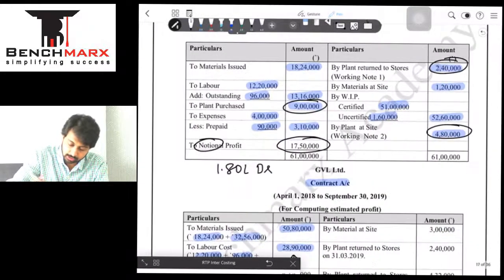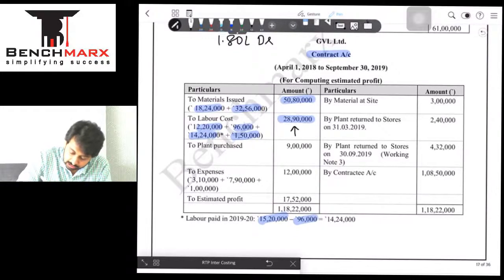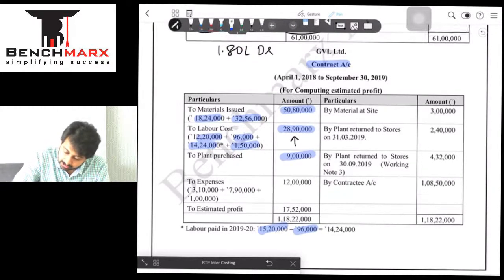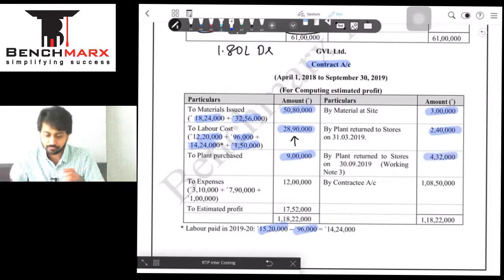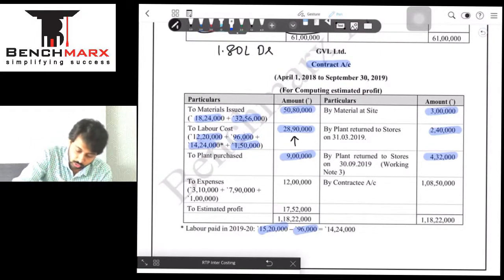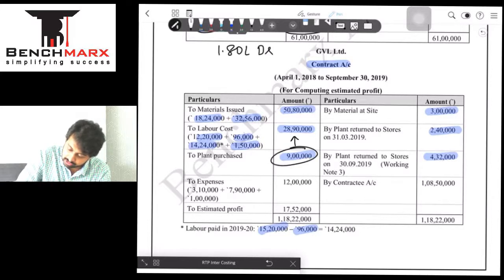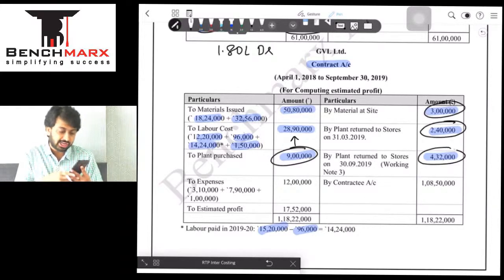ICAI must have done the gross method. So plant purchase is 9 lakhs debit, plant at site 3 lakh is returned, and plant return to store is 240 again, and plant return on the closing is 432. एक काम करो, ये सबका नेट इम्पैक्ट निकालो. किसका नेट तुम लोगे? I'll mark 9 lakhs, 3 lakhs, 240 and 432. चारों चीज का नेट इम्पैक्ट करो. I should get the net of 228. 9 lakhs minus 3 lakhs minus 240 minus 432.